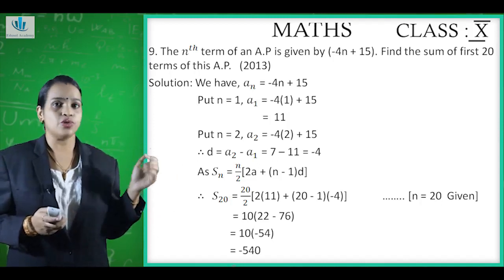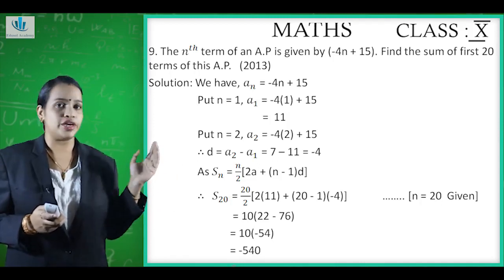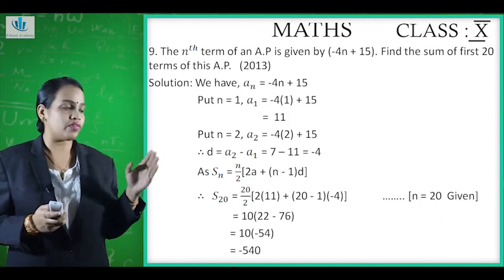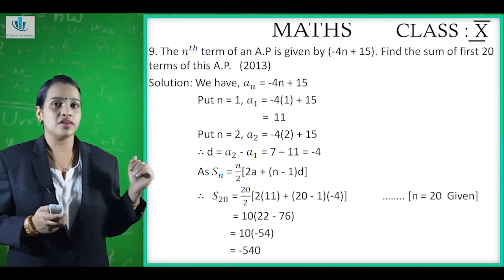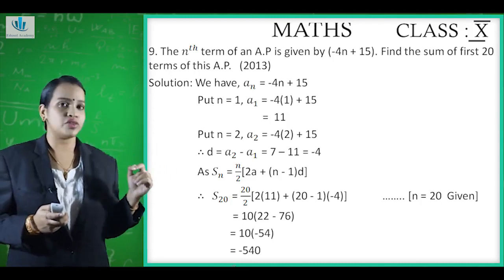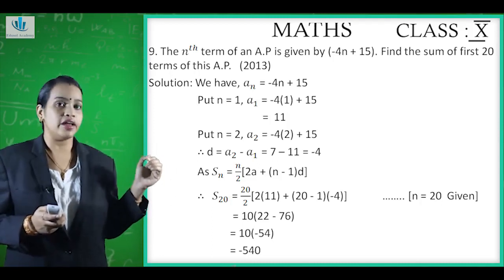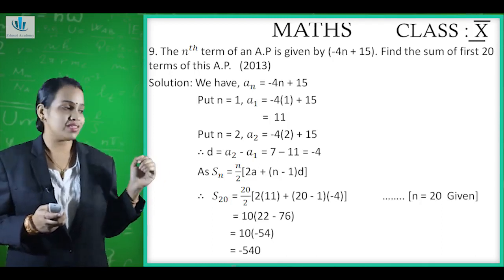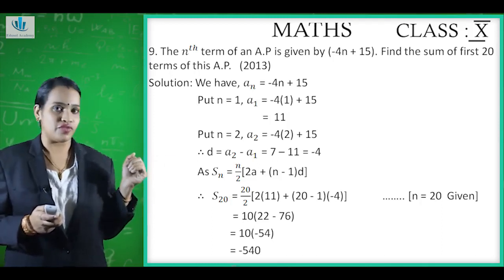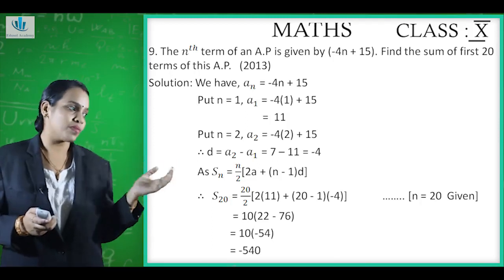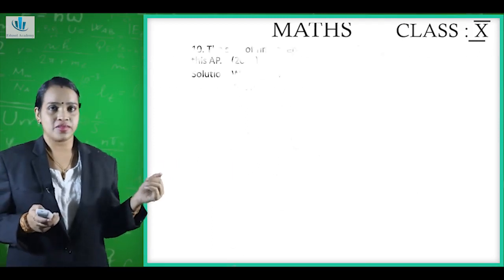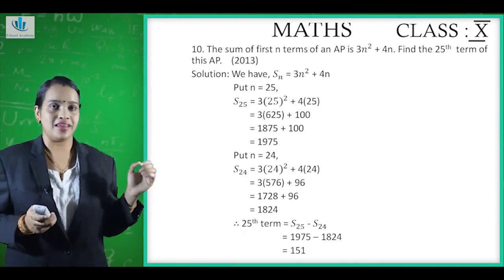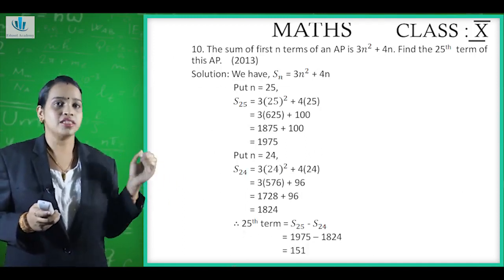S20 is equal to 20 upon 2 into 2 into 11 plus 20 minus 1 into minus 4. That is, the value of d is minus 4. Now when we solve it, 20 upon 2 gives 10 into 22 minus 76, which is equal to 10 into minus 54, which is equal to minus 540.